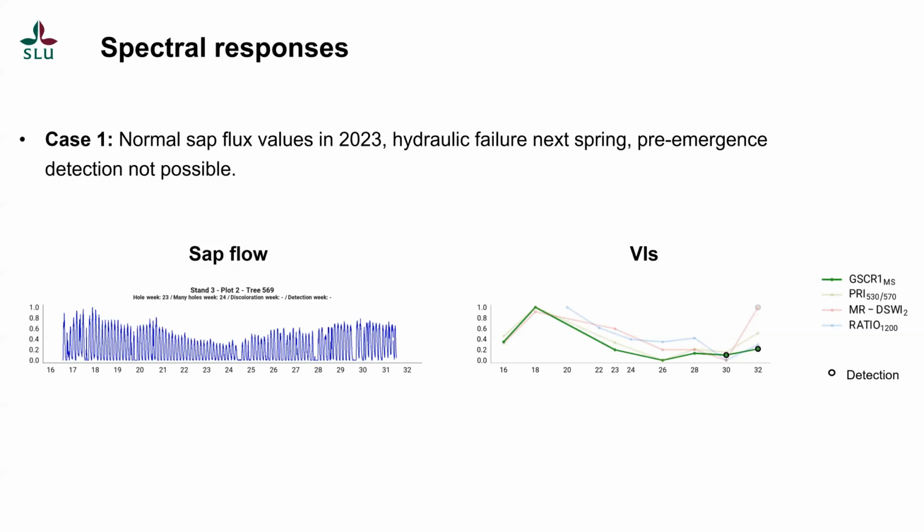But still, if we think about pre-emergence detection, this was still not possible because in our sites, the bark beetles, the filial generation, emerged in week 28. So then we have 2 weeks left to detect this tree.